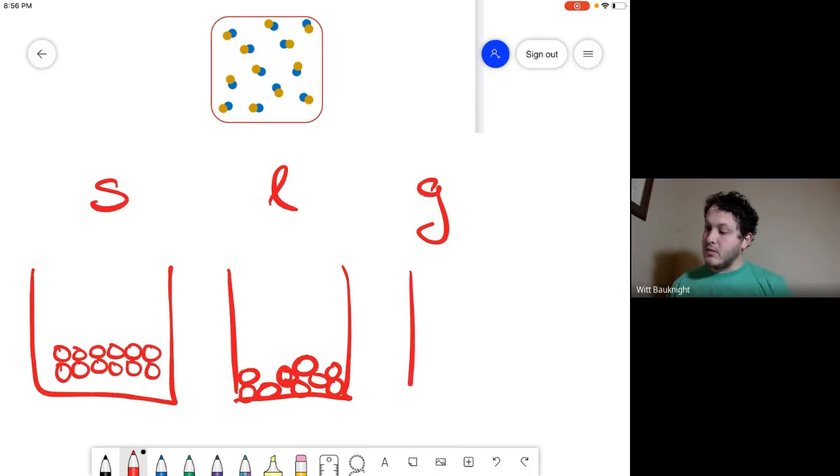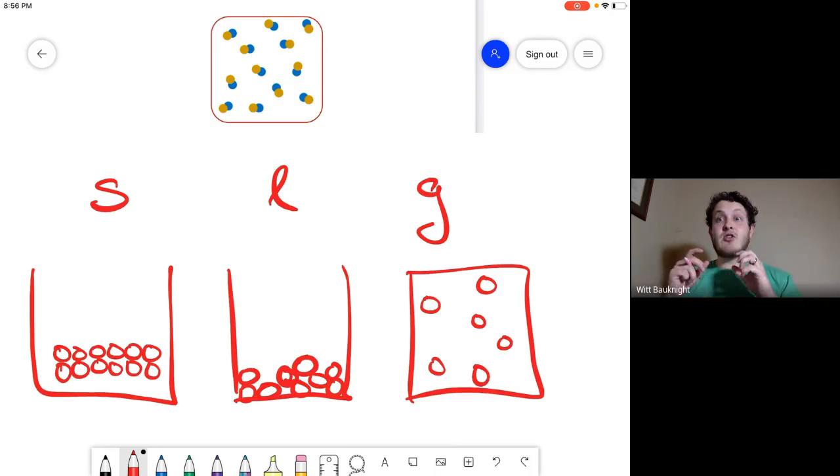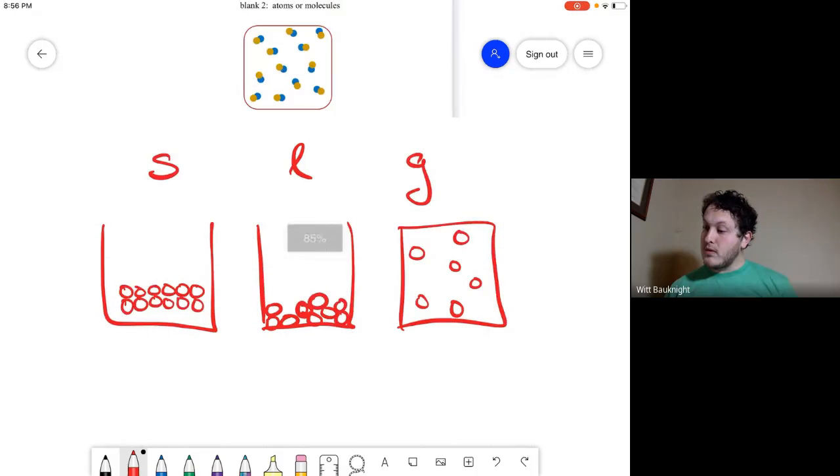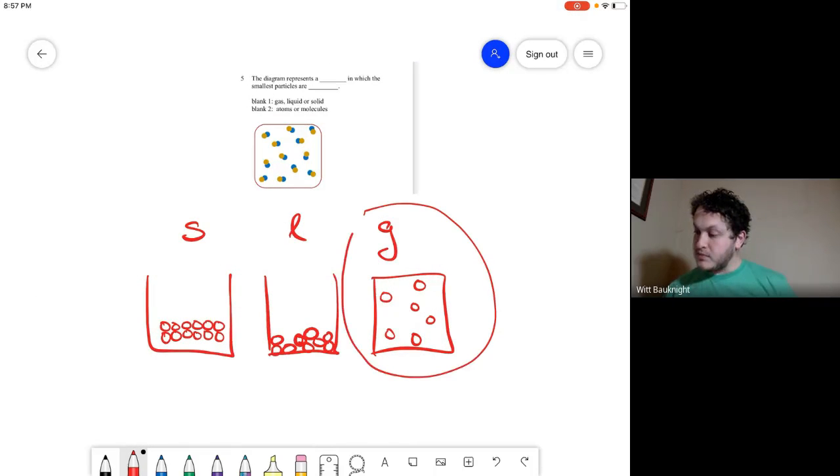But lastly, we have gas. And for gas, we need a closed container because gas expands to fill whatever container it's in. Therefore, gas becomes a lot less dense, and that movement energy, that kinetic energy, is now strong enough to overcome what we call intermolecular forces, the attraction to each other. So we know that this diagram represents a gas.